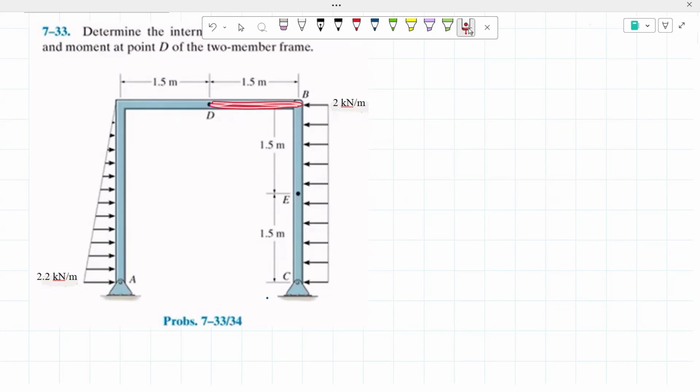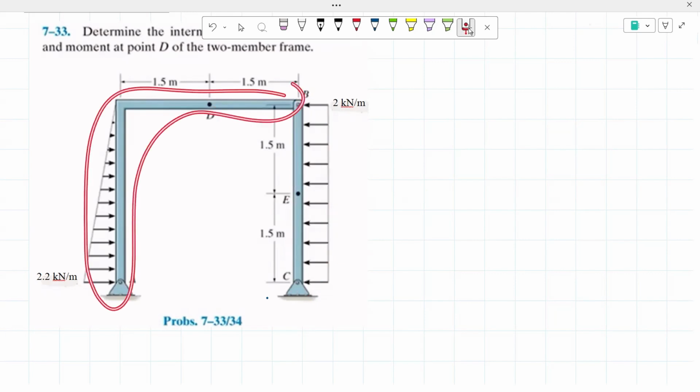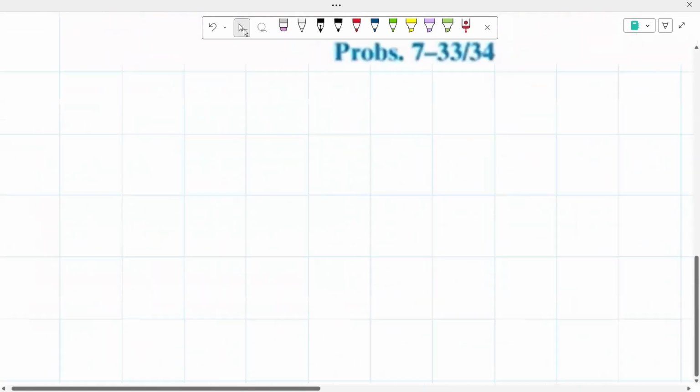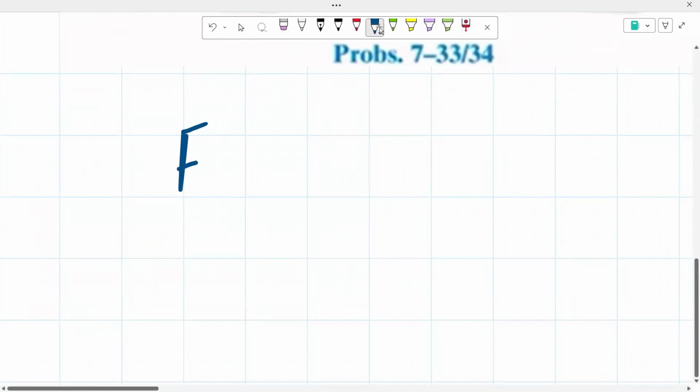But to work with that part of the frame, we have to find the value of those two unknown reactions. To do that, I'm going to work first with this side of the frame, and then proceed to work with this side of the frame to then be able to determine my internal forces. But before doing that, I'm going to find the concentrated forces of these two distributed loadings. To find this one, I'm going to call this concentrated force F1.